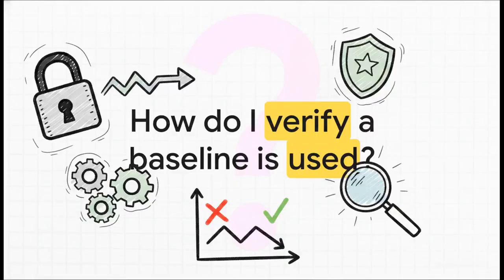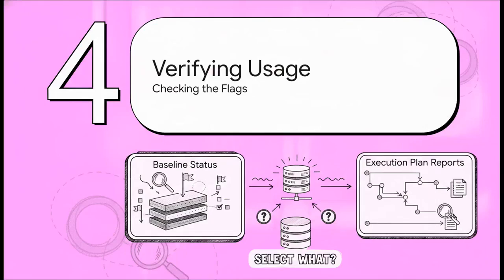But here's the million-dollar question. How do you actually know for sure that these baselines are actively protecting your queries in production? Because a baseline is completely useless if the optimizer is somehow finding a way around it. That takes us to Section 4, Verifying Baseline Usage.